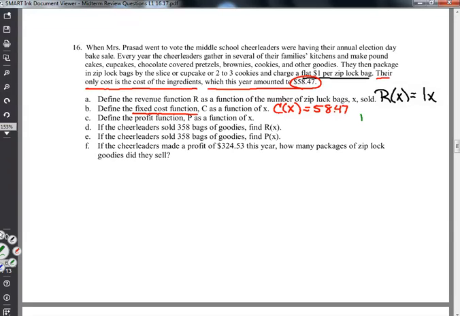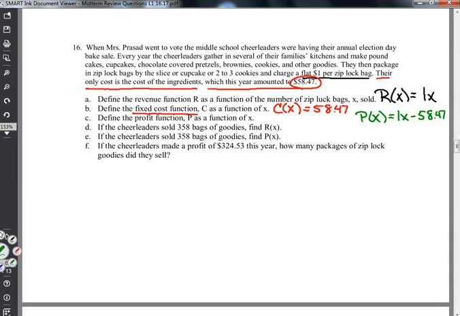So basically, how am I going to find out if I make money or not? So again, profit is going to be do I sell enough Ziploc bags to cover how much I cost, how much I spent. So that's just going to be 1x minus 58.47. Because if I sell 59 Ziploc bags, I'm going to make 53 cents. And that's it. Then it asks you to put the numbers in.